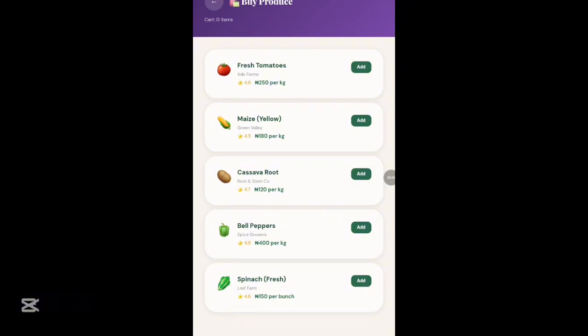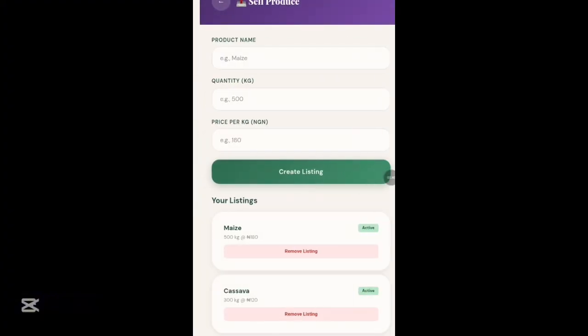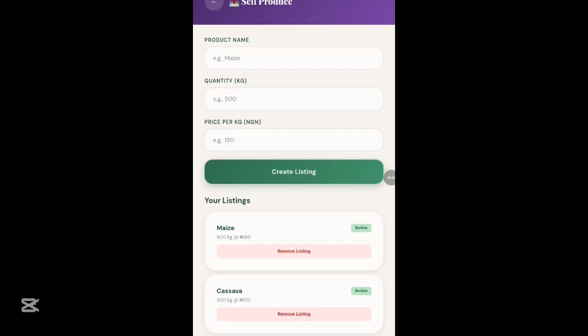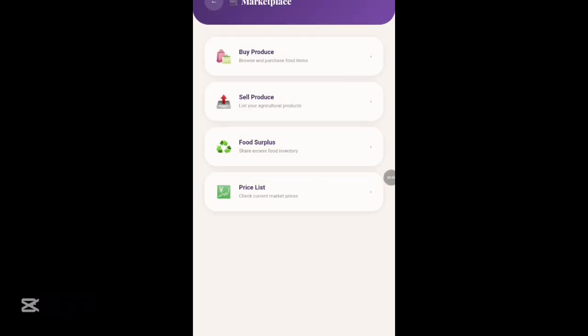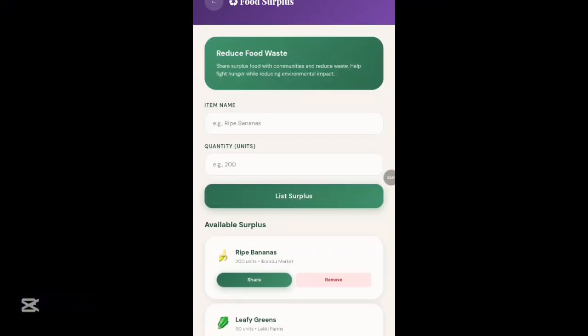So this is basically where you can buy your food. Then this is where I can sell my food. You see that I will create a listing and then I'll put it up for sale. Then people would see it. The people that are logged in as buyers, they would see my produce listed on the marketplace for sale. Then this is basically where I enter the inventory for the food surplus, so that the food doesn't go to waste.